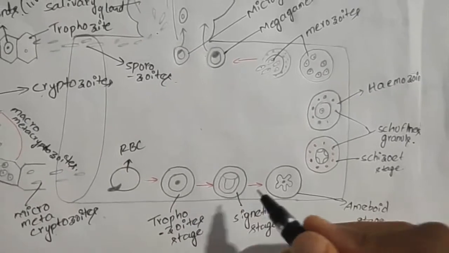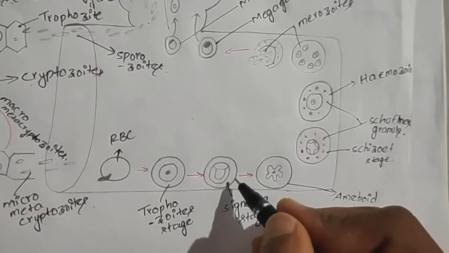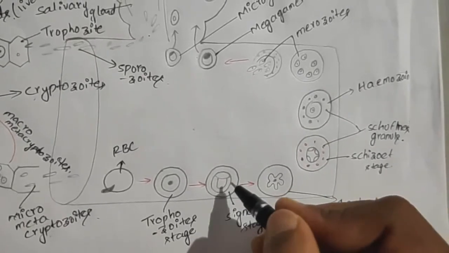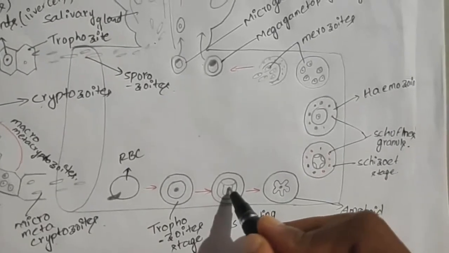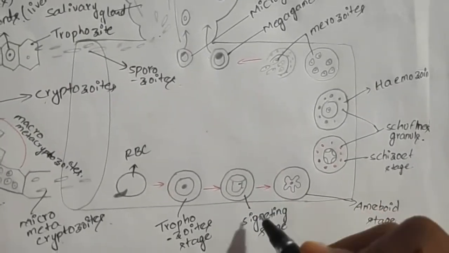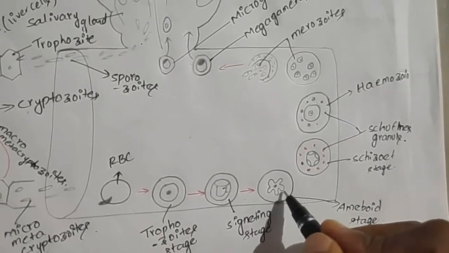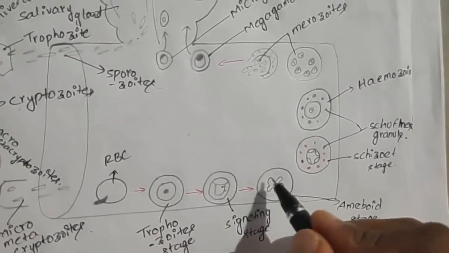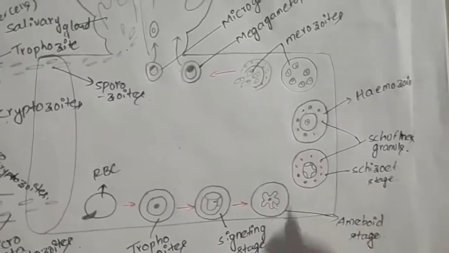From the trophozoite stage, it leads to the signet ring stage. It gets this name because here a vacuole develops and the cytoplasm is pushed towards the periphery of the nucleus to form a ring-like structure. This signet ring stage leads to the amoeboid stage. Here the vacuole is removed and pseudopodia develop. These pseudopodia feed on the RBC for nutrients. This amoeboid stage leads to the schizont stage.